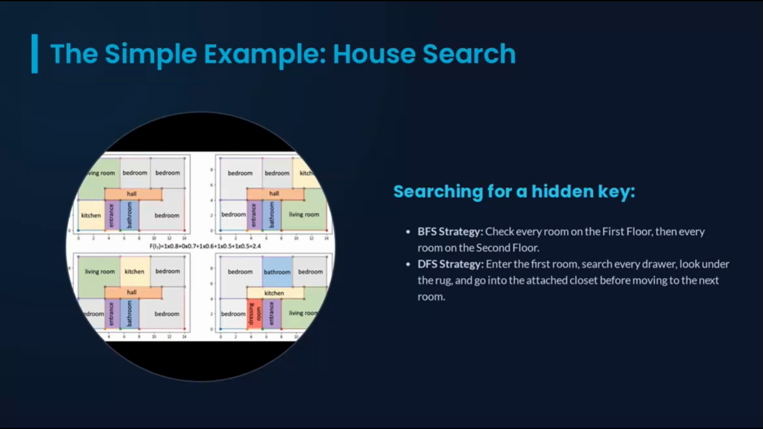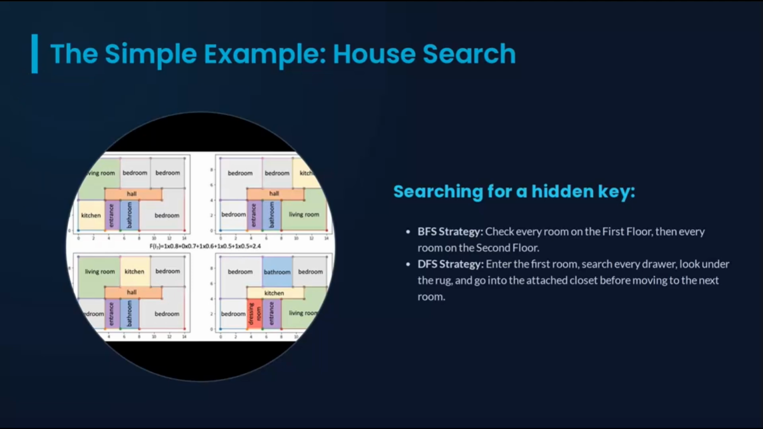Now, the DFS strategy is that first you enter the first room, search everywhere, look under the rug, and go into the attached closet before moving to the next room. This is an intense, deep search of a single location. You might find the key immediately if it's in that first closet, or you might waste a huge amount of time searching a room thoroughly while the key is sitting on the table in the next room.